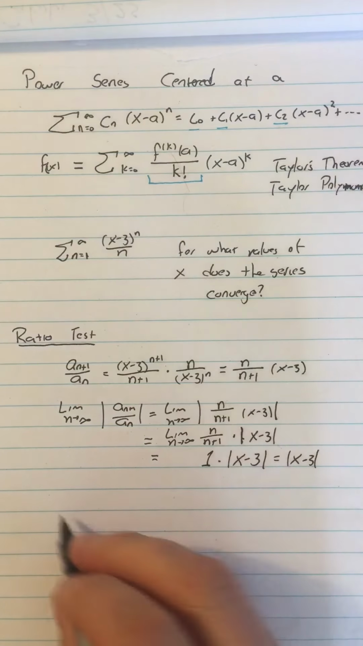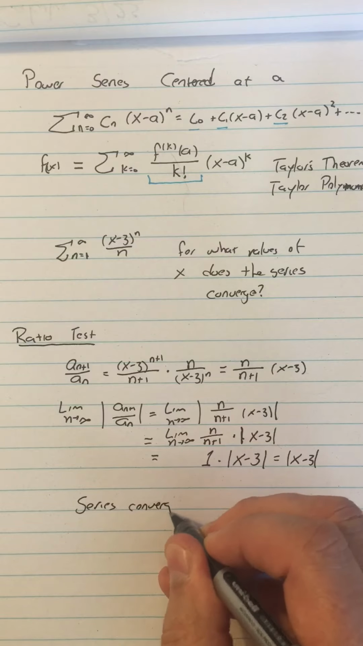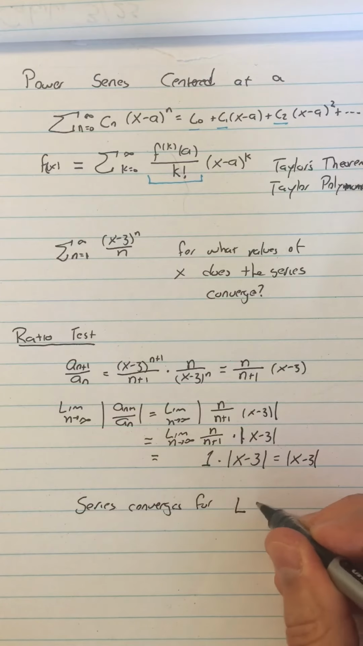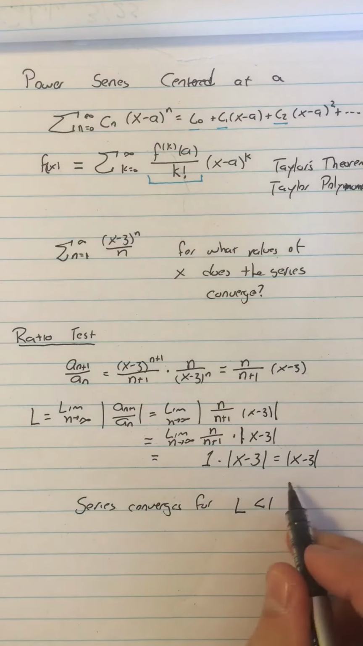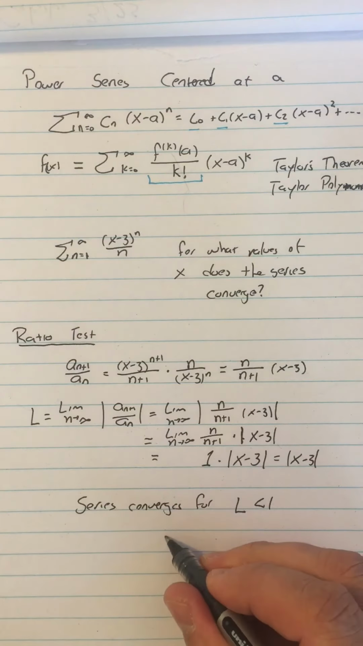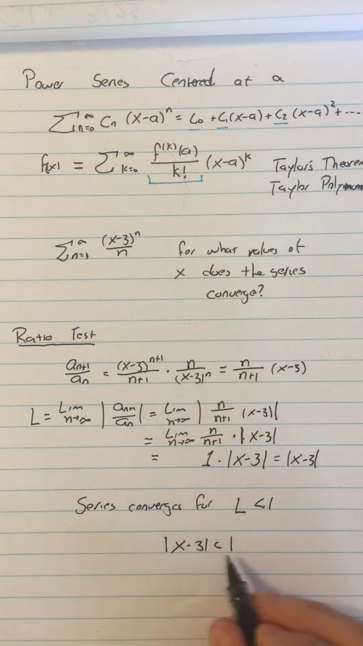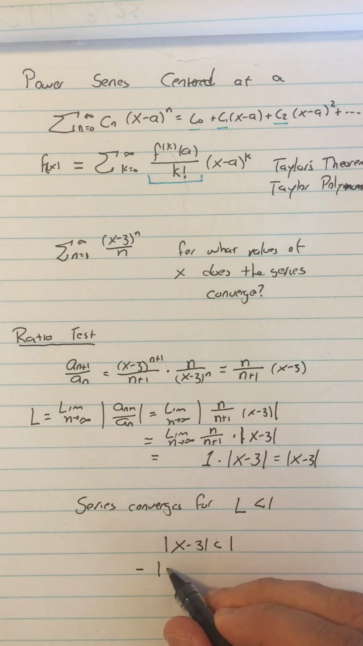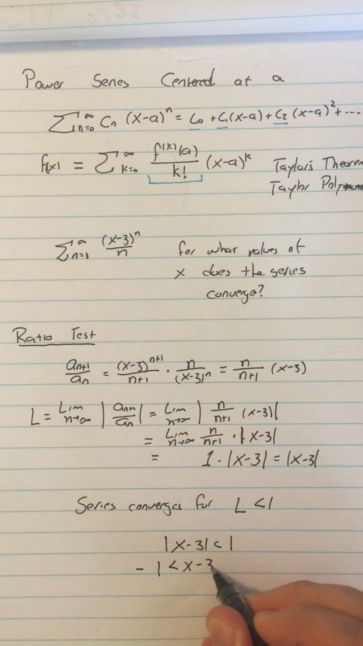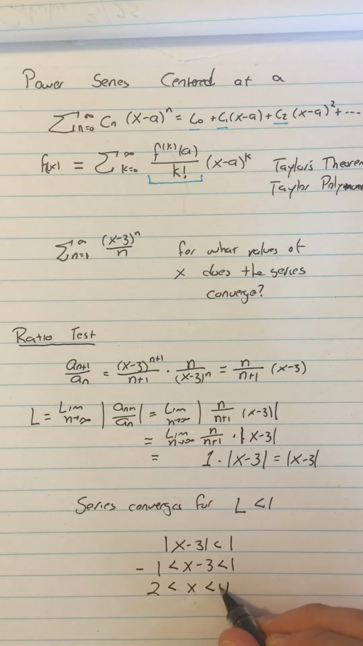Now you want to remember that the series converges absolutely, and therefore converges, for L less than 1. This is what we call L right there, that limit. So whatever we got here, we just set less than 1. We say the absolute value of x minus 3 is less than 1. Now I have to be able to solve this absolute value inequality. Hopefully you remember from calculus how to do that. We say negative 1 is less than x minus 3 is less than 1. Then we add 3 to all three sides: 2 is less than x is less than 4.